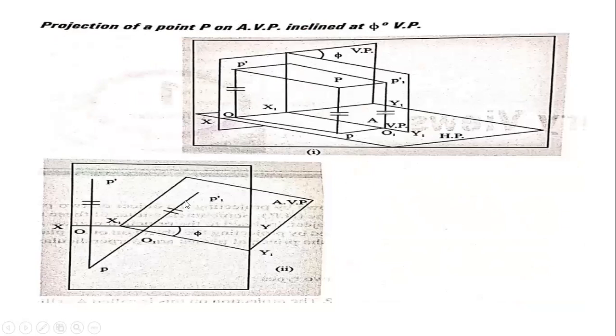And for the AVP, we will draw the projection of the point first of all, then we will draw a plane which is inclined at an angle of phi with the vertical plane, as shown here. Now we are going to project its top view over the AVP, measure its distance from the front view, and cut it from the AVP plane. This is the required projection of a point in the AVP plane.